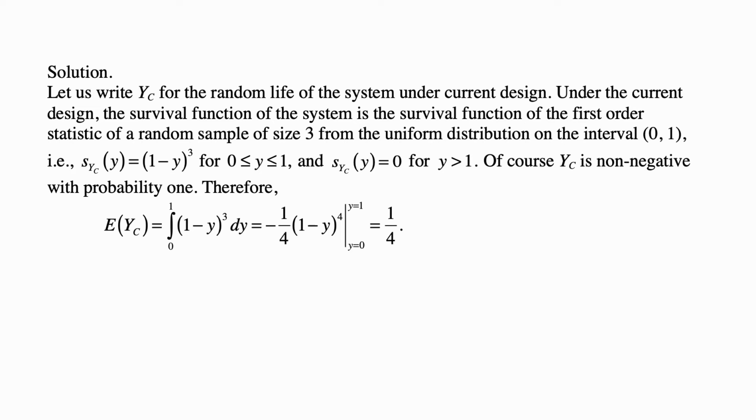And therefore the expected value of Y_C is the integral from 0 to 1 of (1 minus y) cubed dy, which is minus 1/4 times (1 minus y) to the 4th evaluated from y equal to 0 to y equal to 1, and that's 1/4. And of course we're using the Darth-Vader rule that tells us that the expected value of a random variable which is non-negative with probability 1 is equal to the integral of its survival function.